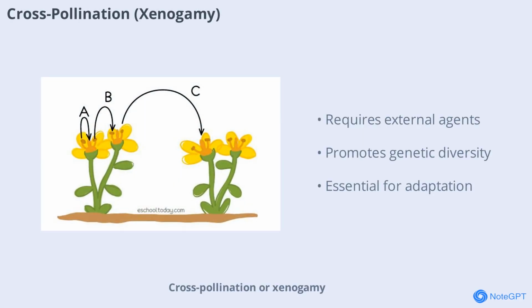in nature. Cross-pollination, or xenogamy, involves the transfer of pollen from the anther of one flower to the stigma of a genetically different flower. This process requires the help of external agents such as wind, water, insects, birds, or bats. Cross-pollination introduces new genetic combinations, fostering diversity and adaptability within plant populations. Let's explore the various agents that facilitate this essential process.